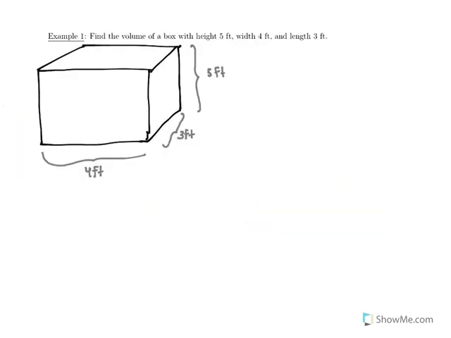First, let's go back to this box or a sheet of paper or a stack of papers. Let's try to find the volume of this box with a height of 5 feet, a width of 4 feet, and a length of 3 feet. Now, we do have a formula for this, and it is very easy to use. Length times width times height would give us 3 times 4 times 5, which would give us 60 feet cubed.